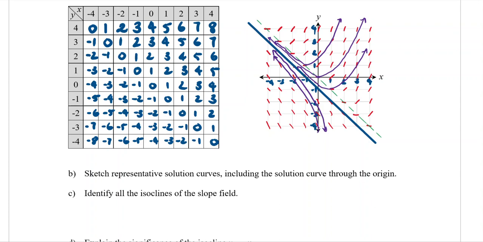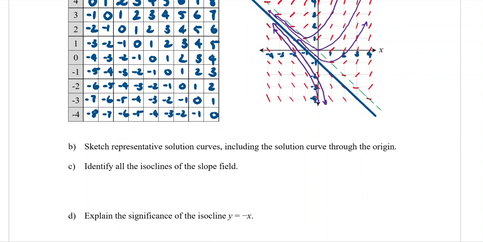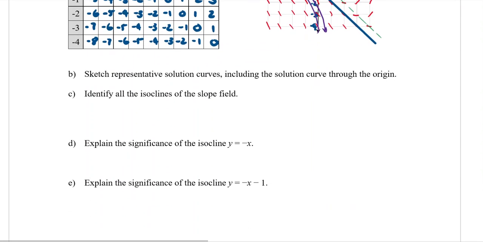Question, that was part B, where I was trying to draw some solution curves on there. I did do the one going through the origin as I was asked. Part C says to identify all the isoclines of the slope field. The isoclines are the things that have the same gradient. So we notice that everything that has a gradient of -1 was where we had an isocline. So every line with gradient -1 is an isocline.